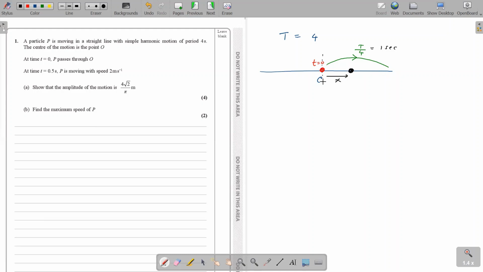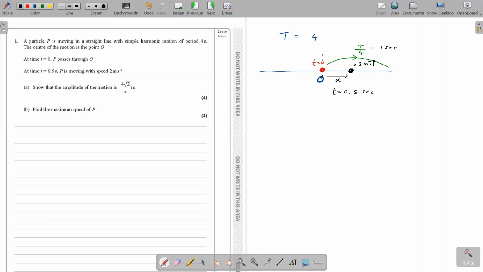Distance is measured from the point O. The distance traveled is x, and you travel this x meters within a time of 0.5 seconds. So that's what they have given you, and they have told you that when the particle comes to this particular point, the speed is 2 meters per second. Are you with me? This is 2 meters per second speed.